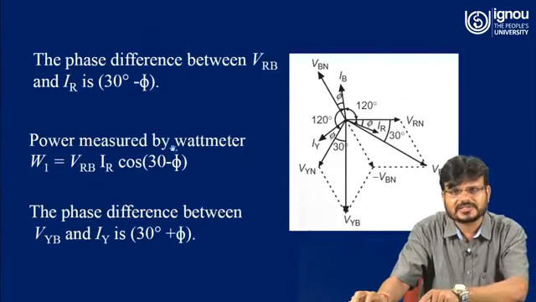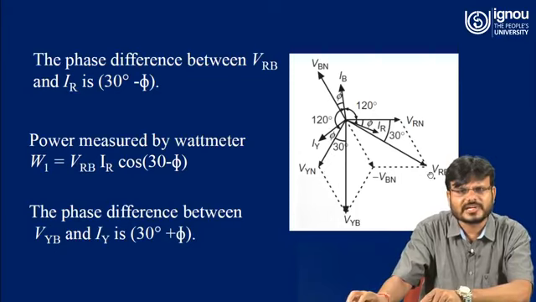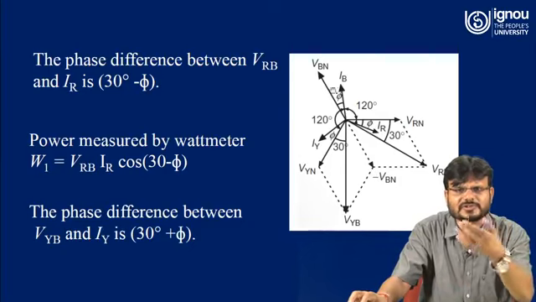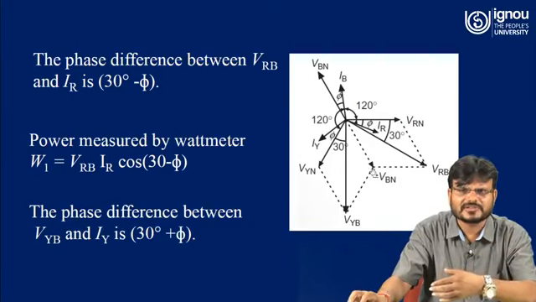VRB. So we are interested to calculate the voltage VRB. So VRB can be written as VRN minus VBN. That means minus VBN is just equal and opposite in phase to VBN. So you can draw the phasor like this.